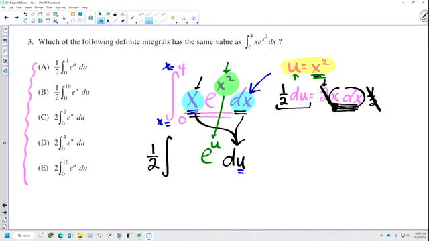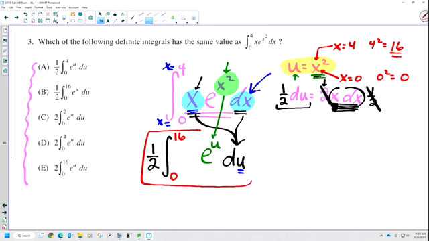When x is 4, my upper bound, well, what happens when I throw a 4 into this? Well, that's 4 squared, which is 16. That is my upper bound in terms of u. What about my lower bound? My lower bound is 0, right? So when x is 0 and I plug a 0 in here to square it, I still get 0, so my lower bound remains 0. This is the equivalent in u form of what they gave us.